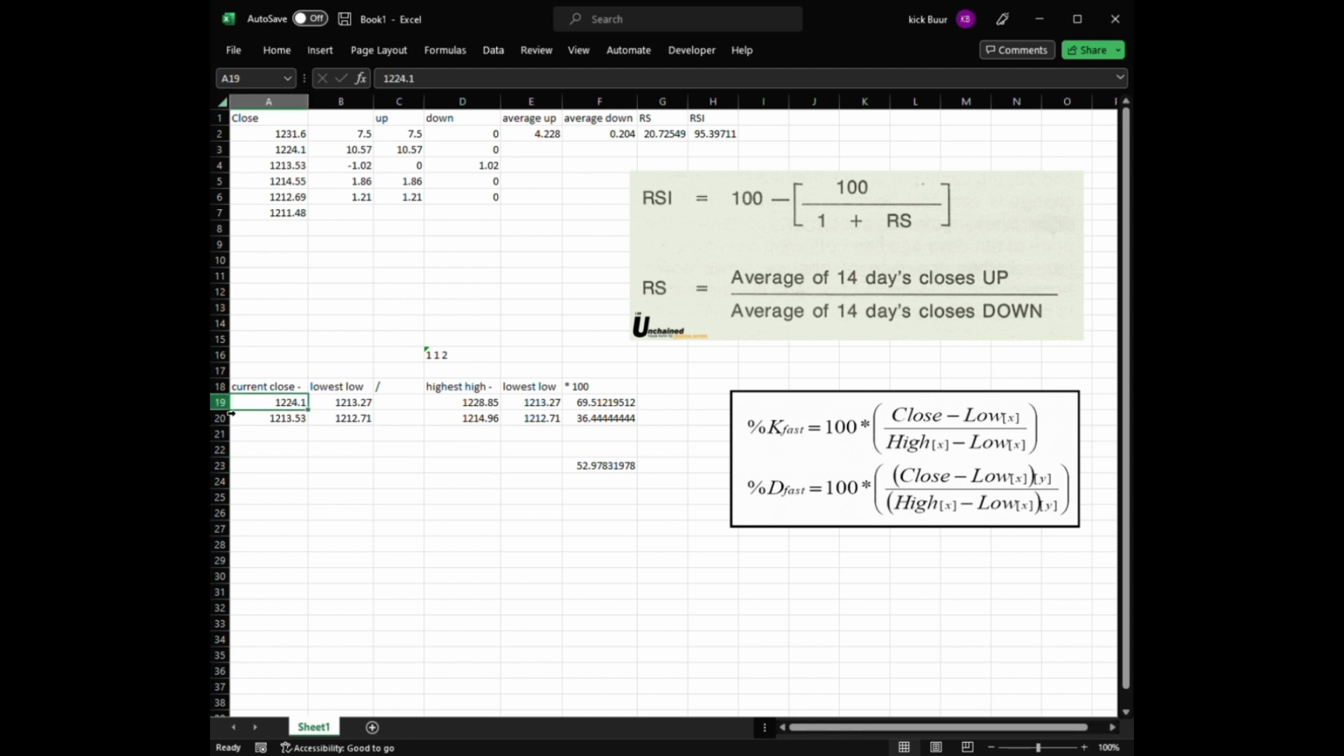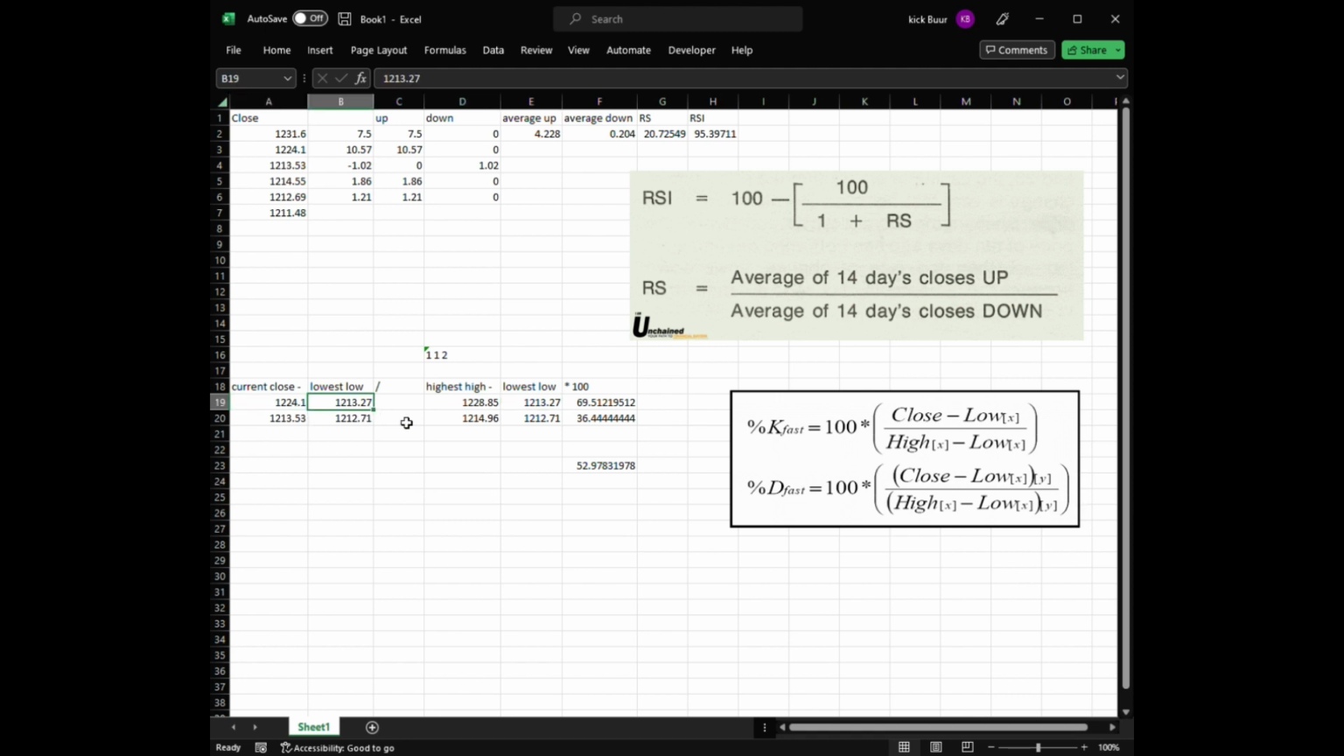So imagine this whole thing is one bar. You take the current close. This is a single bar, by the way. The current close is 1224. The lowest low it went was 1213. The highest high was 1228. And the lowest low again is 1213.